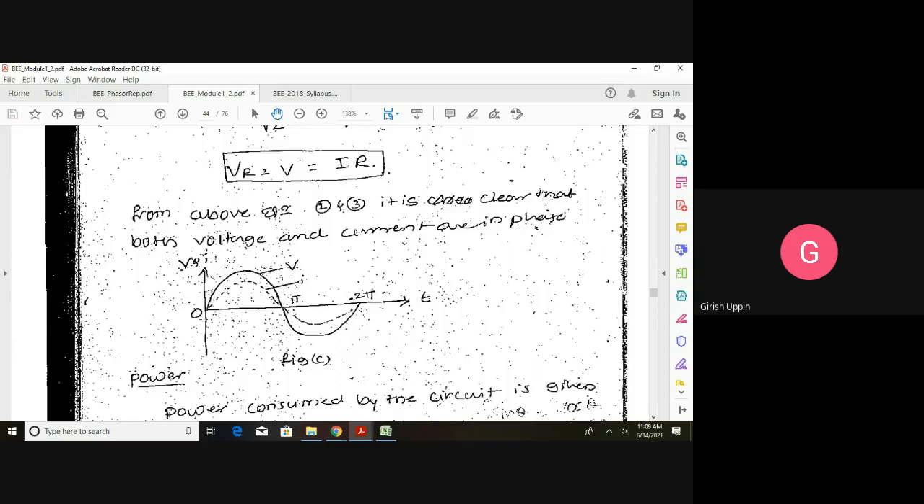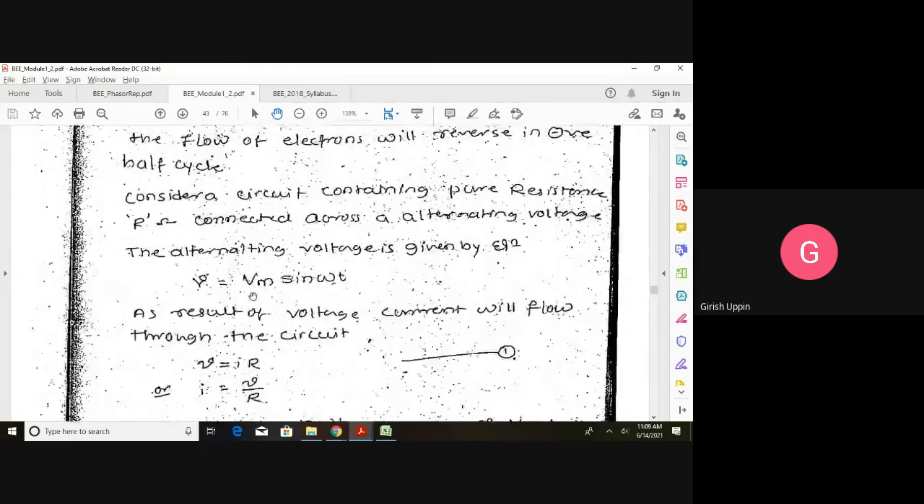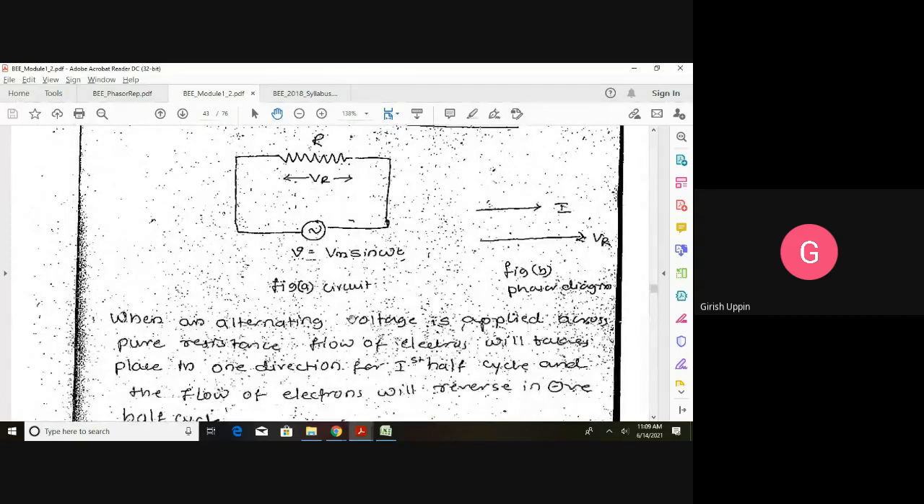What is the meaning of in phase? When voltage starts, the current also starts. When voltage becomes 0, the current becomes 0. When voltage becomes peak value, the current becomes peak value. So in case of a pure resistance, voltage and current are in phase. And how do we represent this with the phasor diagram? Because both are in phase, for voltage, how do you represent? This is the voltage, right, with some scale.